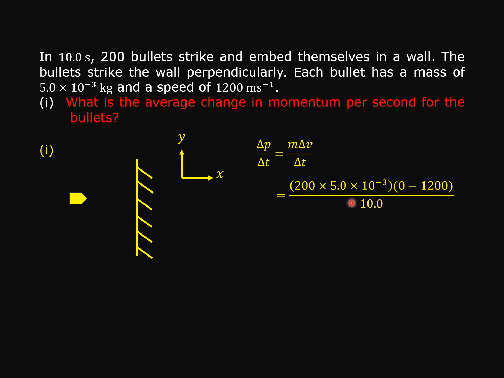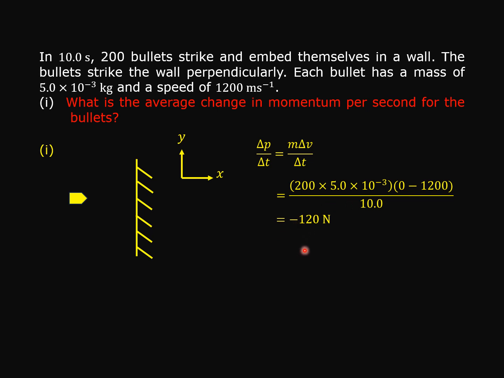The delta t is 10 seconds, because for the 200 bullets to strike the wall, it takes 10 seconds. So we divide by this delta t, which is 10 seconds. Now we obtain the change of the momentum per second for the bullets is equal to -120 Newton. The unit for the rate of change of momentum is Newton, which is the same as the force. And the negative sign is because of 0 minus 1,200, we obtain the negative.